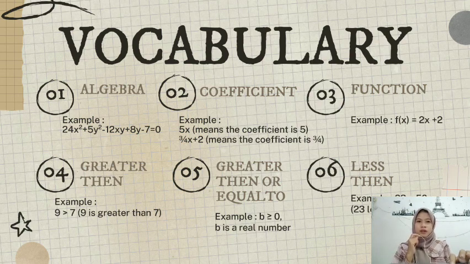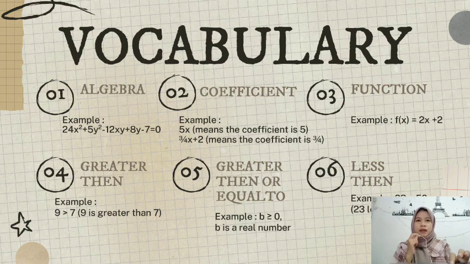From the function notation, x is a member of the domain. The function f(x) = 2x + 2 means that the function f maps x to 2x + 2. So the result of x by the function f is 2x + 2.